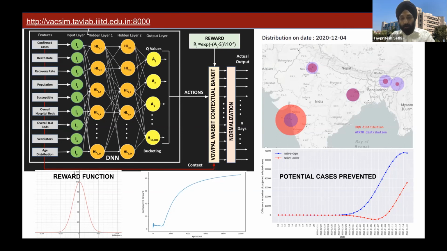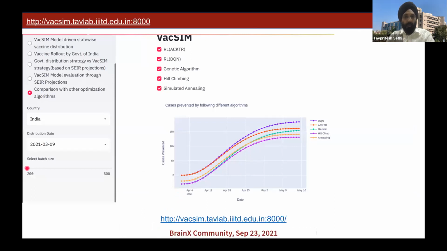Now we are actually moving towards building a more general framework where this could be used for general purpose resource allocation problems, where researchers can plug in their reward functions, their context, and ask questions and optimize for results. But that's something that's currently happening. And this is what I was talking about, that we always show a positive number of cases prevented. This dashboard is running and available. The paper is in advanced stages of review.